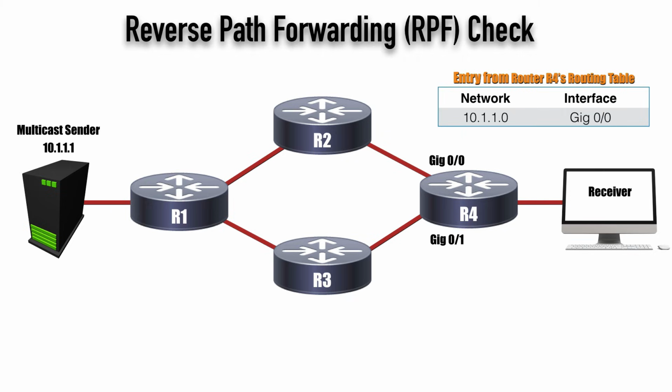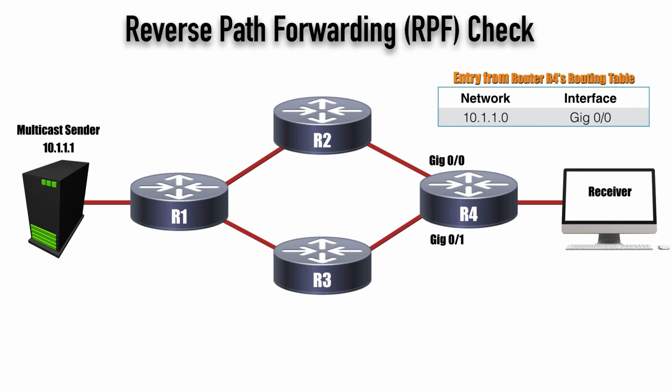Well, based on that, router R4 says, okay, if I receive traffic from this multicast sender, I'm only going to accept it if it came in to interface gigabit 0/0. If the traffic comes in gigabit 0/1, I'm going to drop it. We're going to discard that packet. That's reverse path forwarding, and the benefit of that is the receiver is not receiving duplicate copies of a packet.